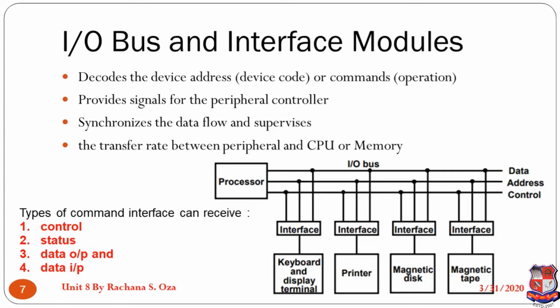So now if we think of one interface, you can see over here what can be there in an interface. An interface could receive the following things. The very first is the control, second is the status, third is the data output, and fourth is the data input. These are the four types of commands to communicate the data transfer from the processor to the peripherals, from peripherals to the processor, and through peripheral to memory to processor, and vice versa.